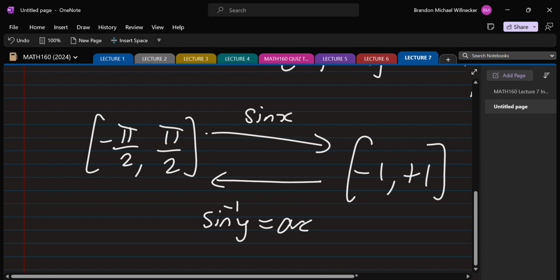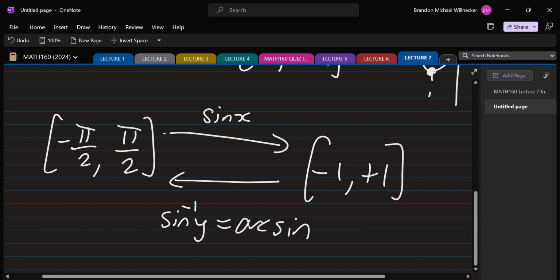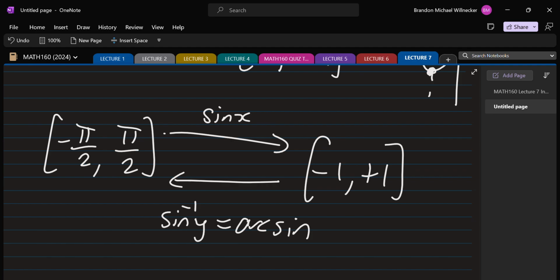This is also written as arcsine. It's the same thing. So if you look in the textbook or the notes or online, you might see it like this, or you might see it like this. It means the same thing. So that's it. That's our inverse. So we have the sine of x restricted to that part of the domain. That's our new domain. That's our new target. And here we have arcsine.